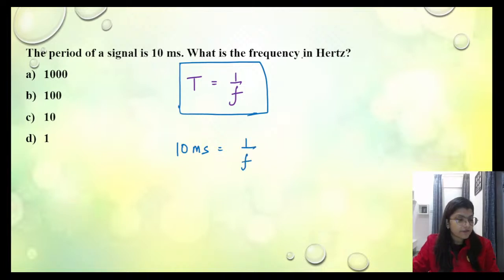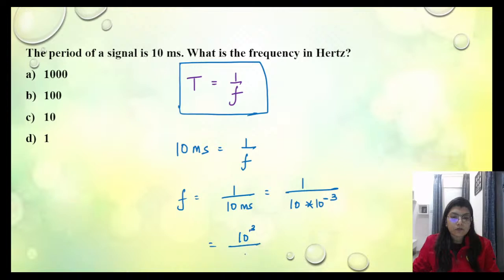So 10 milliseconds is equal to 1 upon f. f is the frequency, right? So f will be equal to 1 upon 10 milliseconds. Now, what is a millisecond? A millisecond is 10 raised to power minus 3 seconds. So this will go up, and it becomes 10 raised to power 3 upon 10. So this will be 100. So the frequency will turn out to be 100 hertz. So this formula is what you all have to remember.